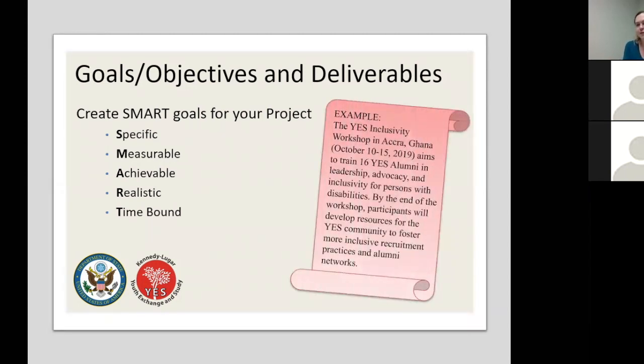So, and here's another example. I'm taking this from the YES Inclusivity workshop that we held in Ghana. The goal is very specific. It says exactly how many people they plan to train. It's time bound by the end of the workshop. And it's also achievable and realistic. So the more specific you can make your goals, the better. And so you're going to set goals for your project, and those goals should be outlined in any project proposal that you write.